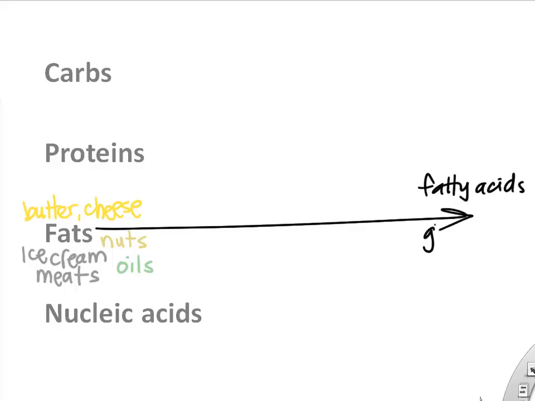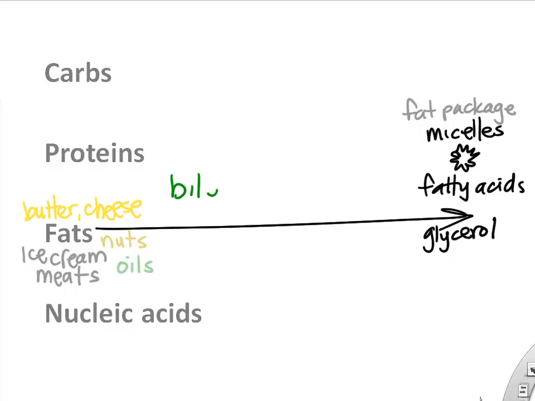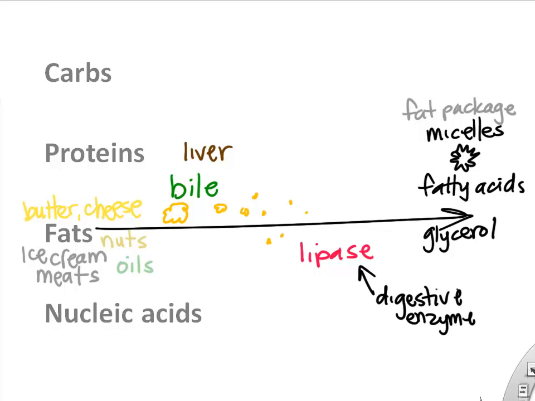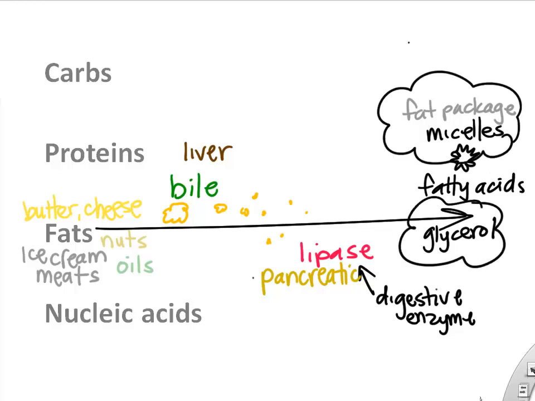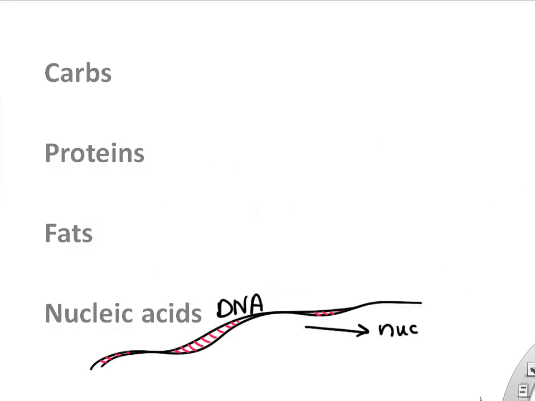For fats, we're going to want to break fats down from triglycerides into fatty acids and glycerol, and then the fatty acids are packaged into these little things called micelles. We're going to need bile from our liver in order to break down that fat into smaller and smaller droplets, so that lipase, the digestive enzyme mainly from the pancreas, is going to help break down that fat and triglyceride into its components that can be absorbed. So bile is helpful, and then lipase is the final step.